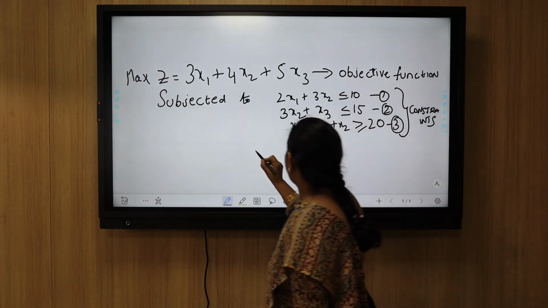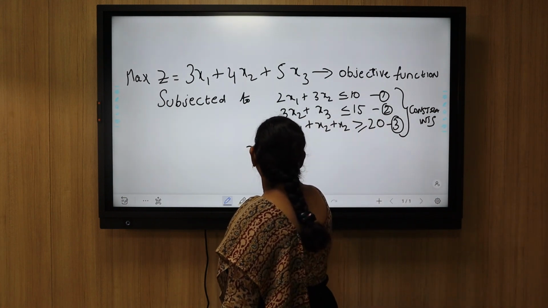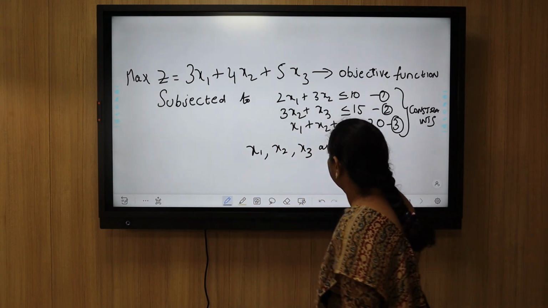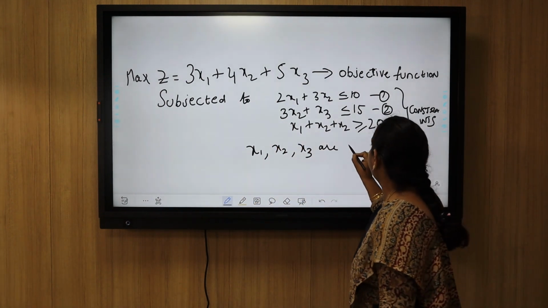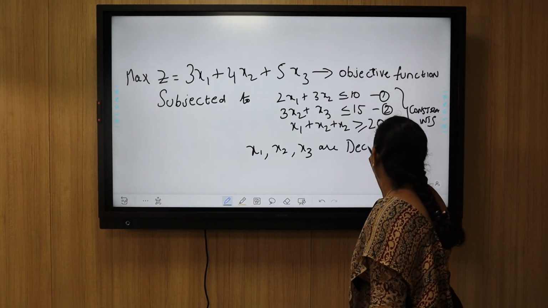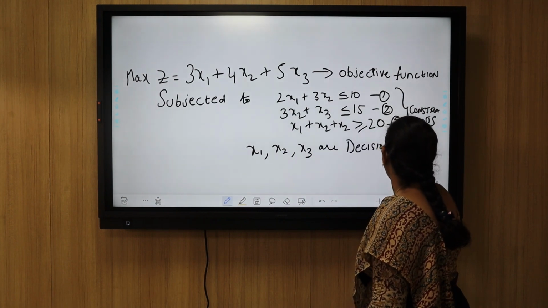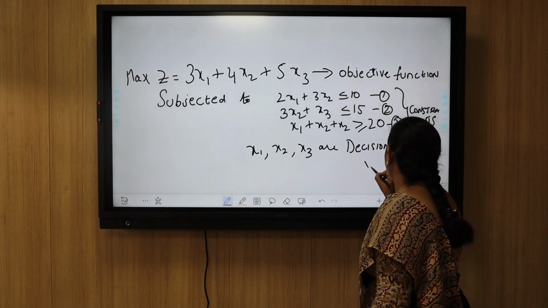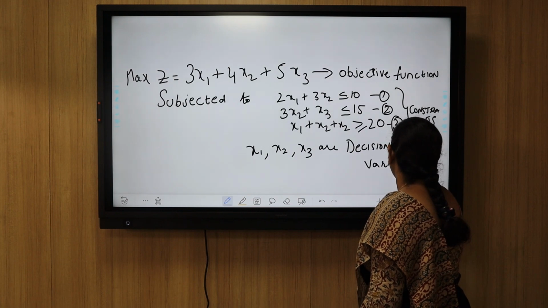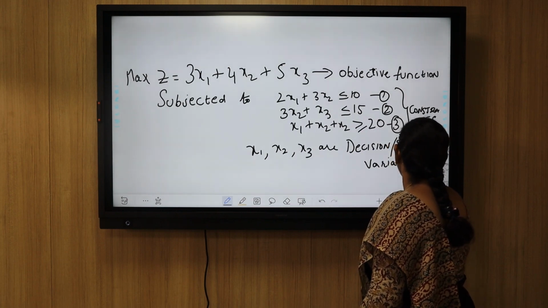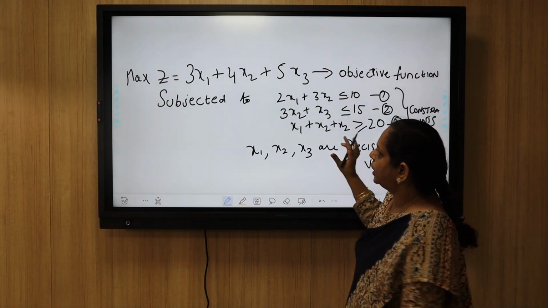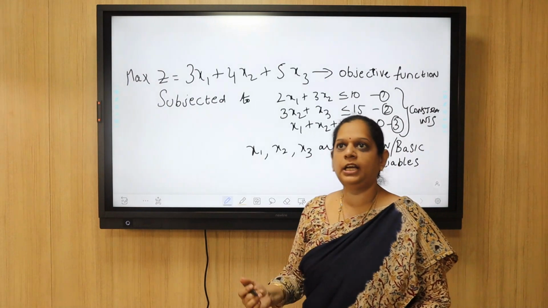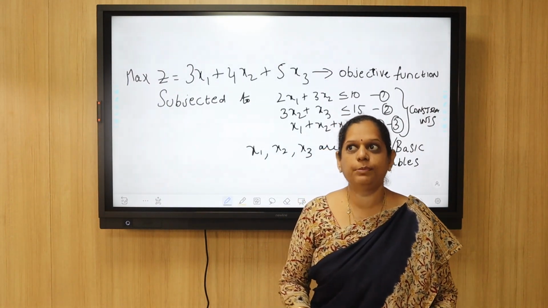And x1, x2, x3 are considered as decision variables or basic variables. So this is one of the formats for a linear programming problem. Now, before going to geometric programming problems, we will see polynomials.